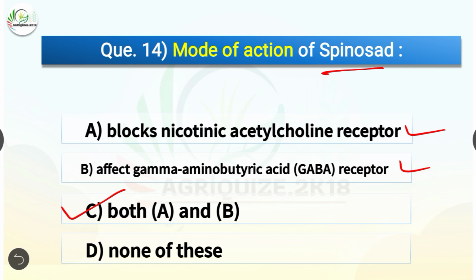Spinosad is derived from the aerobic fermentation of the actinomycete Saccharopolyspora spinosa, a bacterial organism isolated from soil.